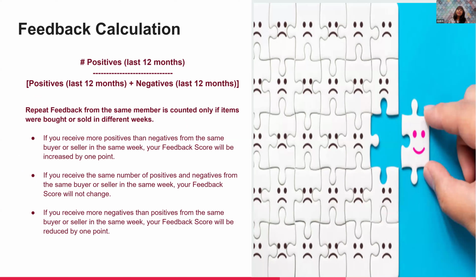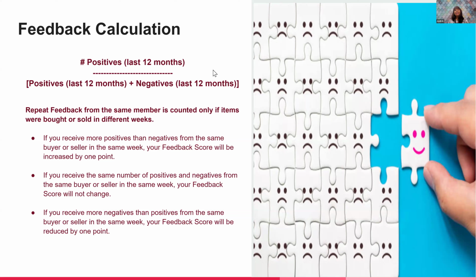The next thing about eBay is one buyer can do multiple transactions with the same seller at multiple occasions and can leave feedback for those multiple transactions. However, that feedback, or eBay calls it repeat feedback, would be taken into consideration only if the transaction or the item was bought or sold in different weeks.